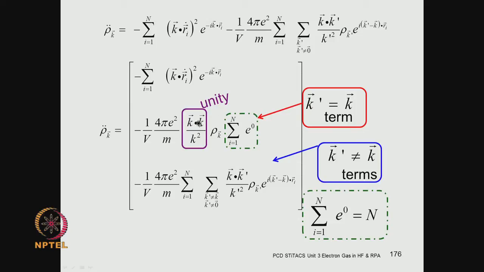which means that the next time you write this result, you can drop this k dot k by k square, because it is just multiplying everything by 1, and instead of this factor sum over i going from 1 through n e to the power 0, you can write the total number of electrons. So, let us do that, which I have written over here. I have dropped this factor of unity and I have written n over here. So, this term becomes minus 1 over V 4 pi n e square. This is the n and this is the e square and this is the m, and then this is the rho k, which is the Fourier component, right. And the third term is written just the way as it is, okay. So, let us take this term now to the top of the next slide, which is here.